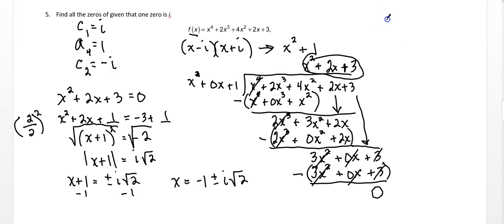So the zeros of this polynomial are plus or minus i and -1 plus or minus i square root of 2.